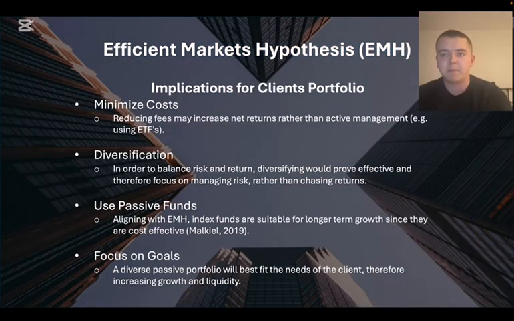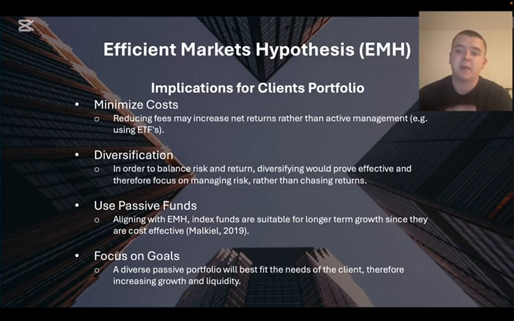Alright, so the second part of EMH are the implications for the client's portfolio based on the efficient markets hypothesis. So firstly, we move to minimize costs for the investment. Reducing fees may increase the net returns of the investment rather than active management, for example, using ETFs. Secondly, diversification. In order to balance the risk and the return, diversifying would prove effective and therefore focus on managing the risk rather than chasing the returns.